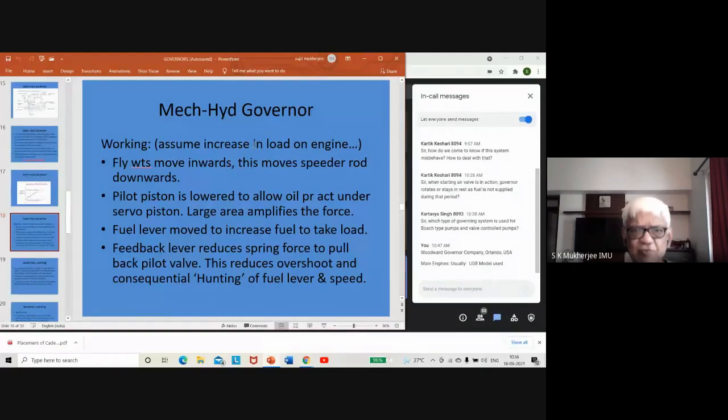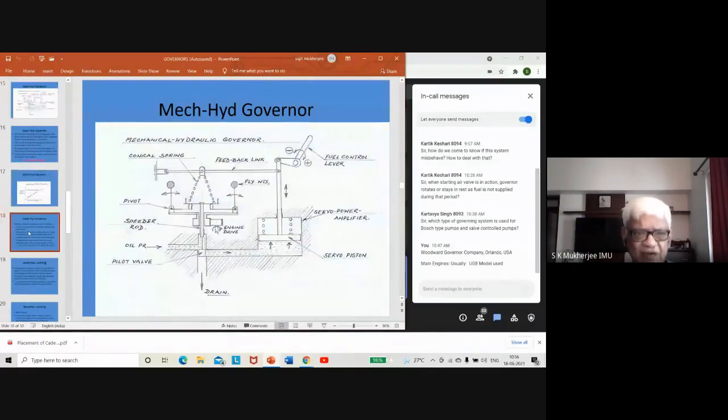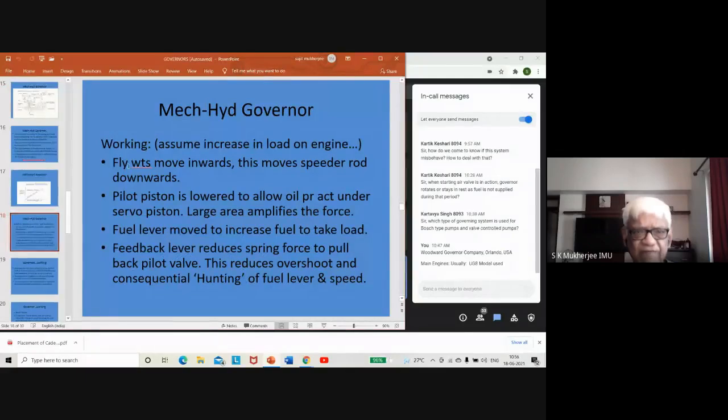Working speed, assume increase of load in the engine. He's explaining how this mechanical governor works. Flyweights, assume increase in load on the engine. That means resistance to engine has increased. So the RPM will drop. Moment the RPM drops, the flyweights move inwards. This moves the speeder rod downwards.